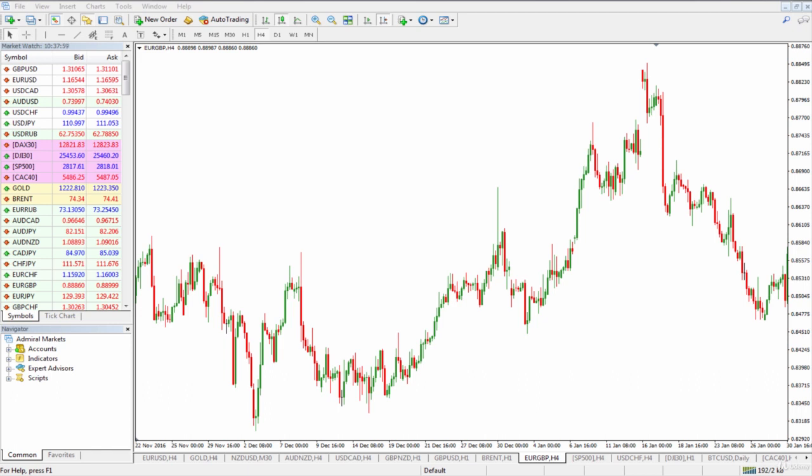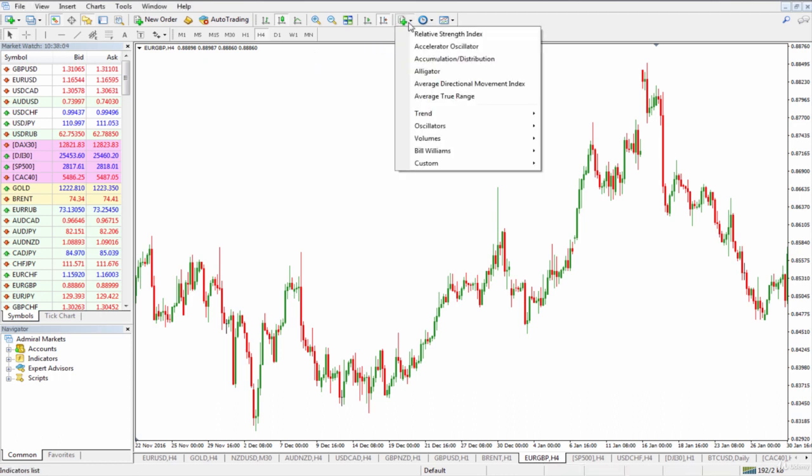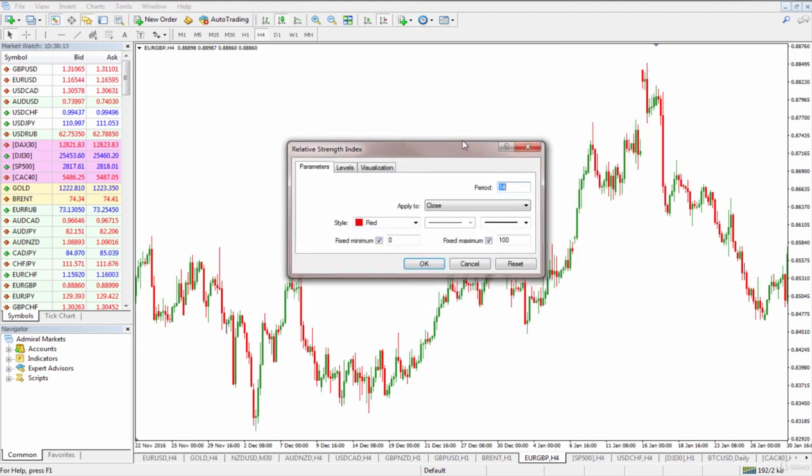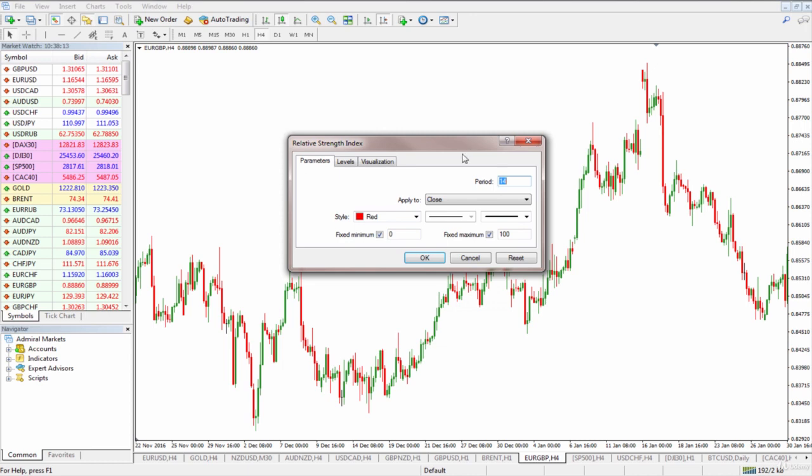Let's put one on the chart and then let's see something about it. I will click on the indicator list icon, place the mouse on the oscillators in the drop-down menu, and then select the relative strength index. A new window opens and we adjust the parameters of the indicator here.